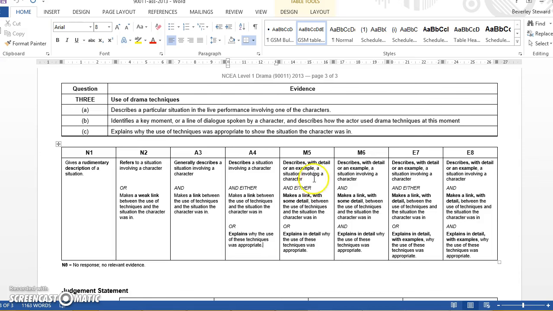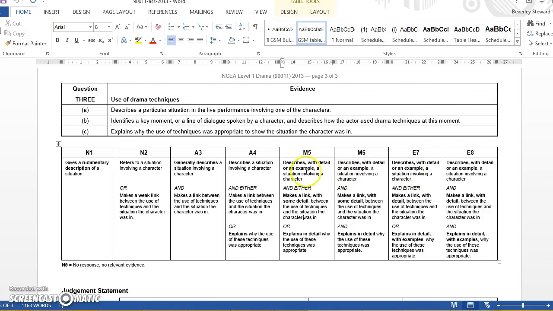Why did it work? Now, when you get to a merit, you see here, it describes with detail or an example, a situation involving a character. So this is where you're talking about the goal that you're going to be describing. Your goal needs to be quite clear and have quite a lot of detail, okay? So if you're just going to write a very simple goal, you're not going to be moving into the merit. And then they have a choice. They could either make a link with some detail between the use of techniques and the situation, or explain in detail why the use of these techniques was appropriate. And then when we're going up to excellence, excellence describes with detail or an example, a situation involving a character.